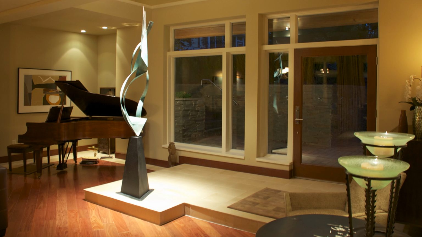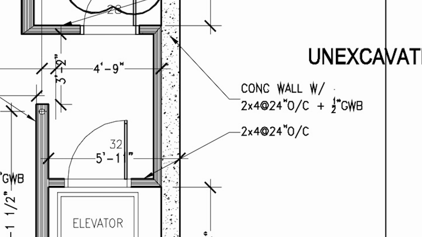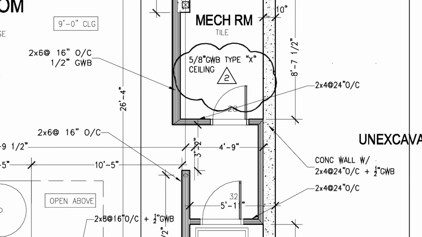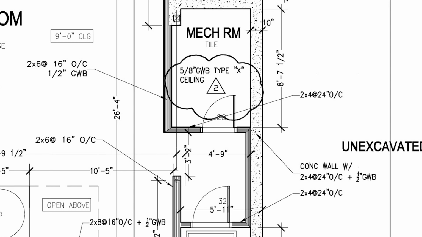The foyer here had a landing and then a step down into the living room. And then also it's showing you this wall is a little bit thicker than, say, this wall here. And so it's showing you 2x6 at 16 inches on center. So that's just showing you what the wall is made out of.